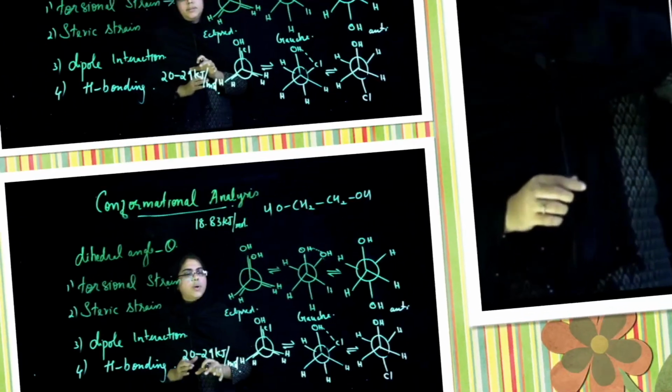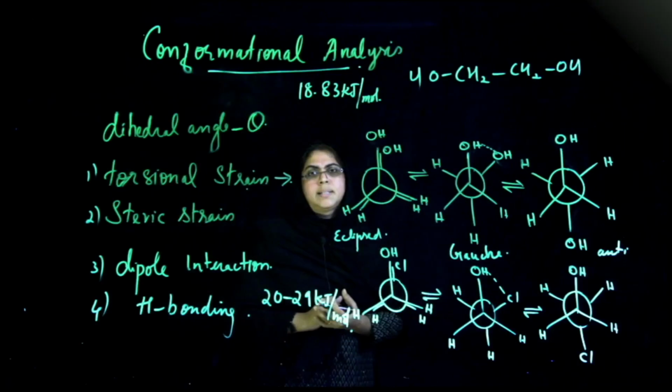And when we come to ethylene, this is the conformational isomer. Welcome all. Today we will discuss conformational isomers, the conformations of ethane and butane-like molecules. Okay, so what is conformation?